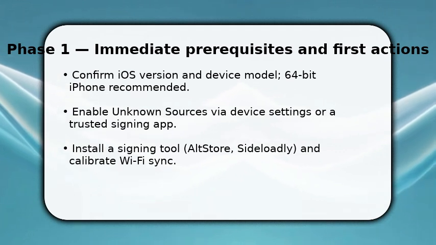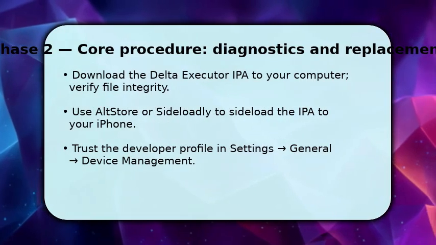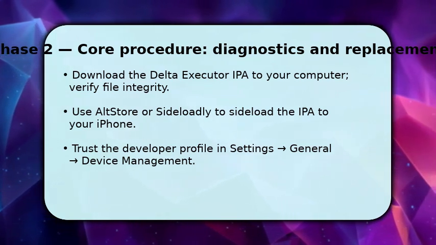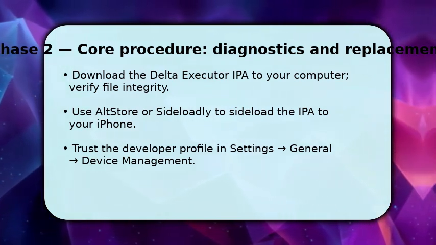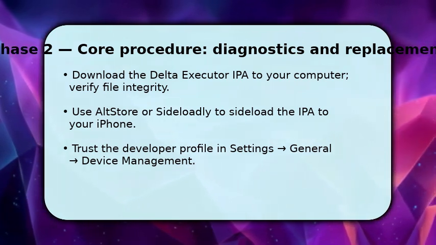Now you perform the core sideload. Transfer the Delta Executor IPA to your computer and verify the file is intact. Launch AltStore or Sideloadly, connect your device by USB or Wi-Fi, then choose Install and select the IPA. This writes the app to your iPhone.